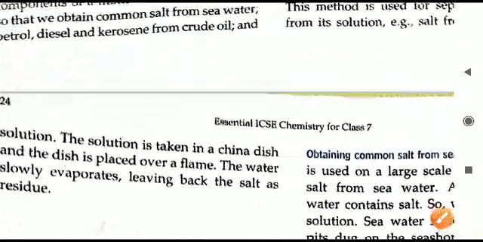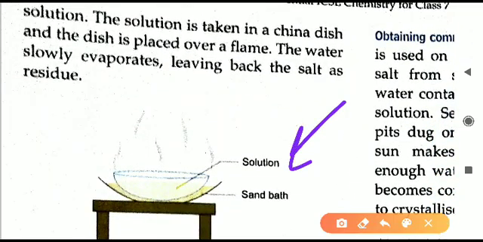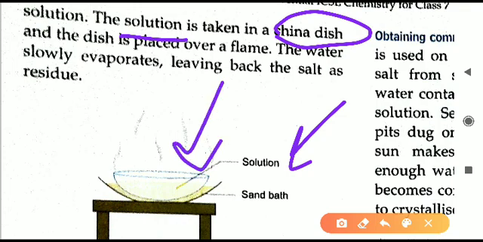So let us see here what is done. The diagram is given here. We take the solution of whatever substance we have to separate. Suppose we have to separate salt from its solution, so we will take salt solution, or we can take sea water. The salt solution is taken in a china dish. You can see in this diagram, this is the china dish, the container in which the solution is kept.